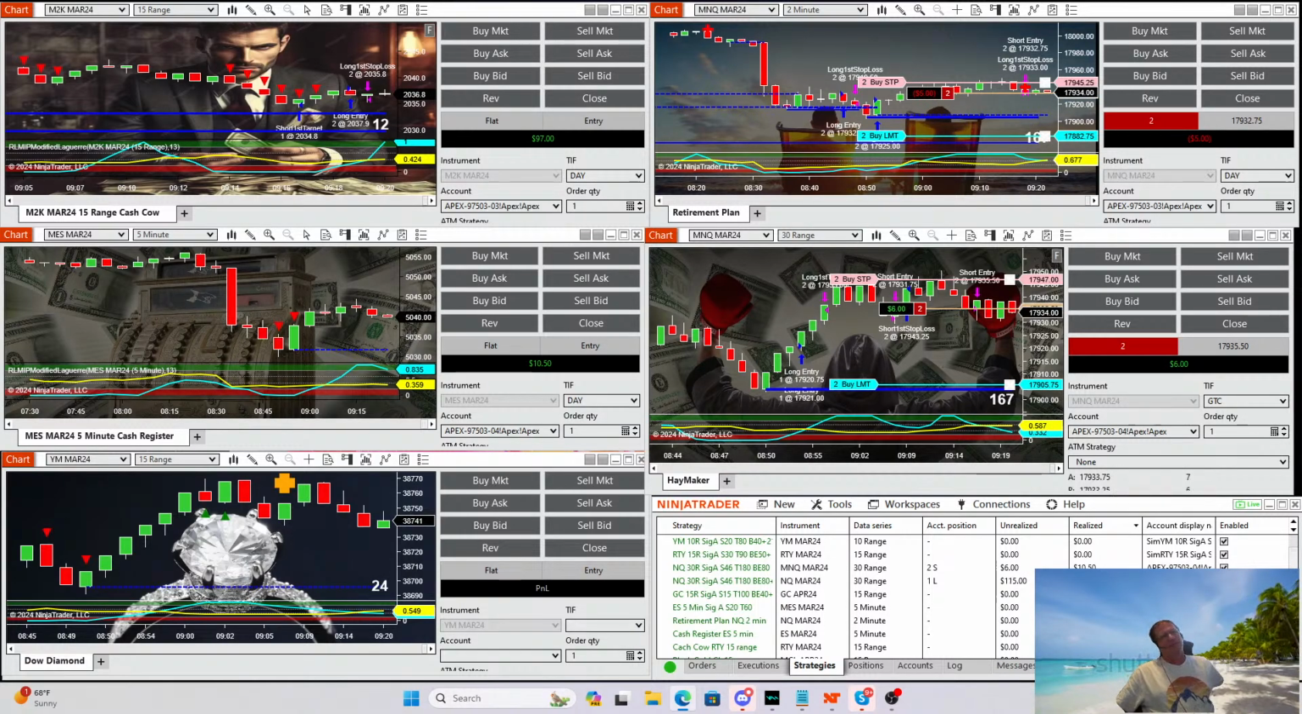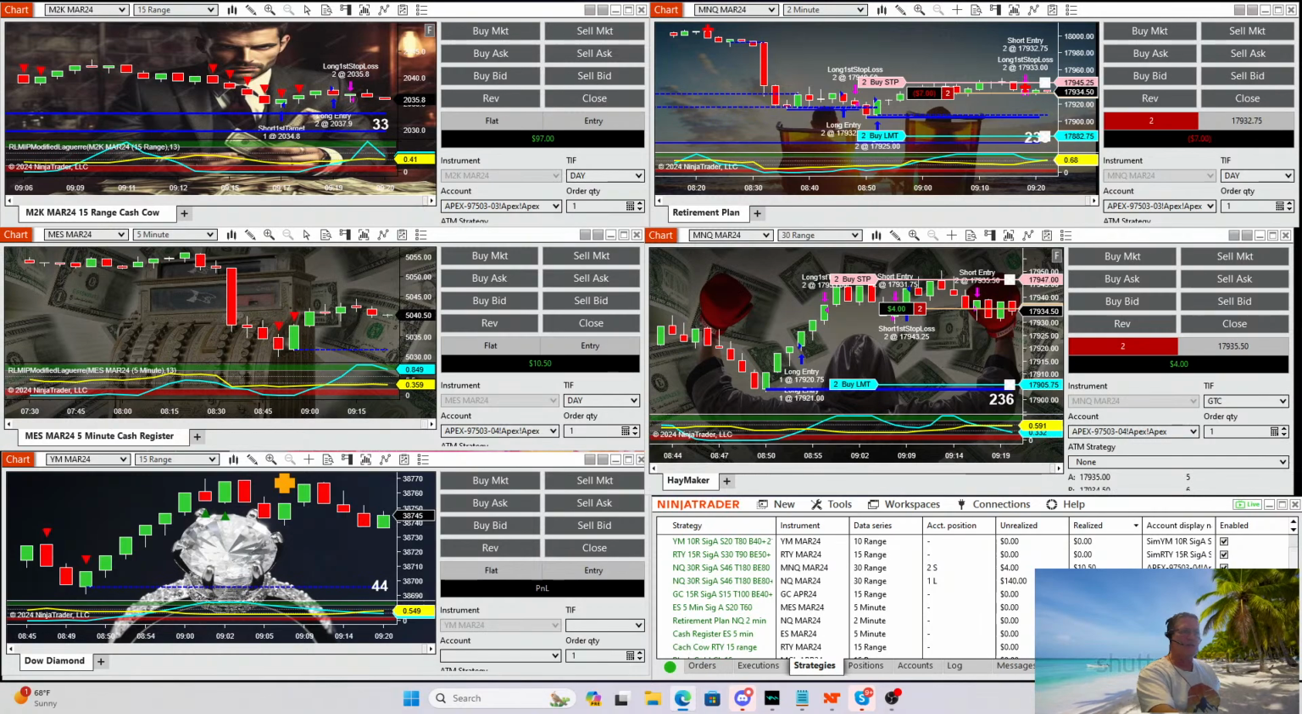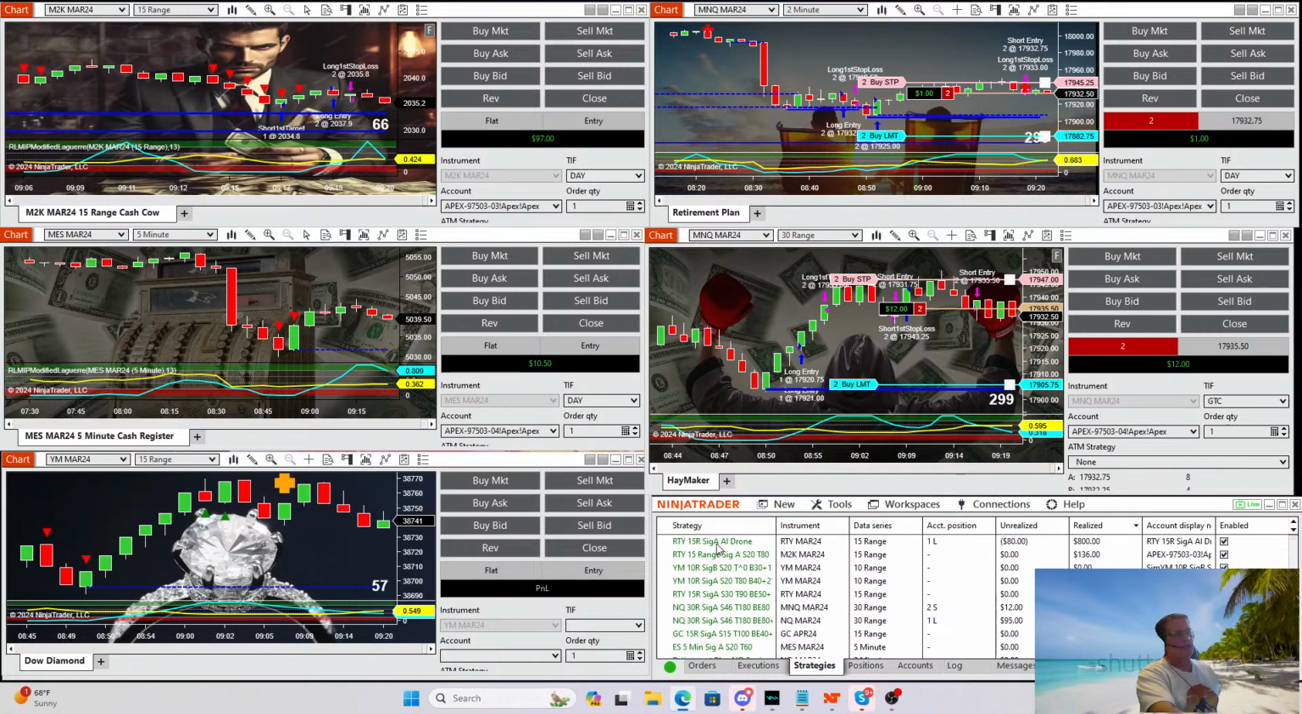Yeah, I did notice. Scott asked about the trading hours. The Russell does well pre-market. It's surprising. Order filled. You could see the Russell in this, that's running on this AI drone, the 15 range drone, is up $800. I'm running that same strategy, I believe, very similar to it, if not the identical one, on the M2K.